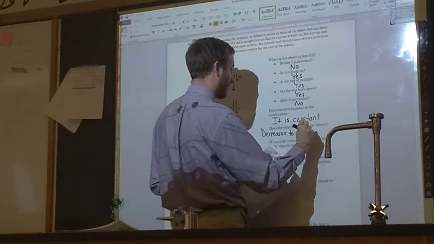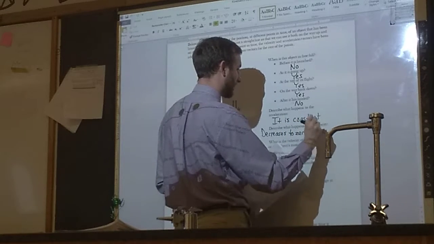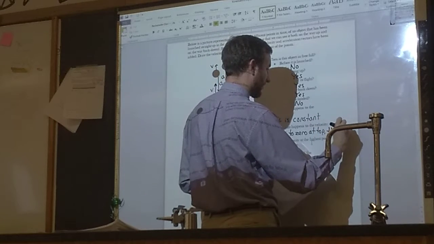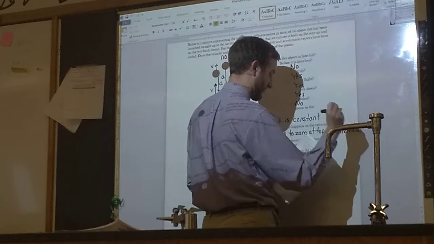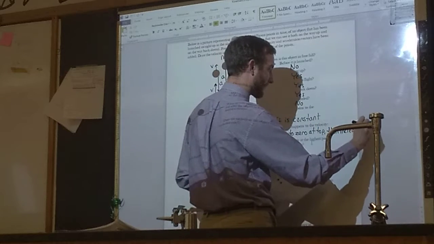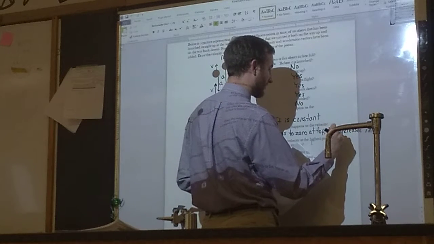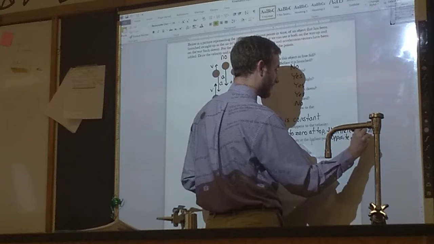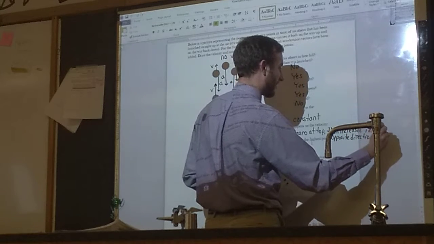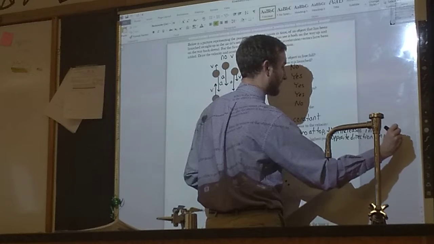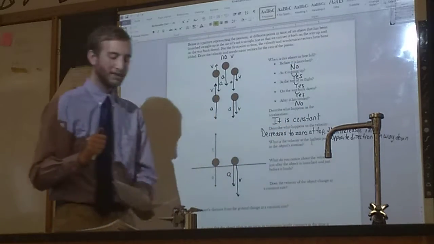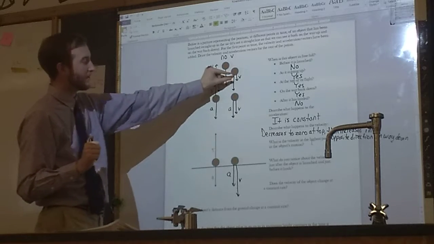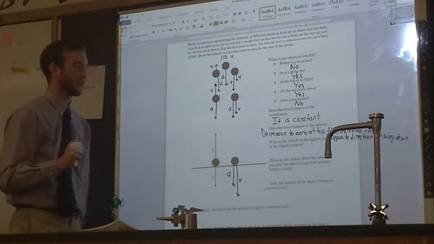to 0 at the top, then increases in the opposite direction on the way down. The velocity decreases to 0 at the top, but it increases in the opposite direction on the way down.